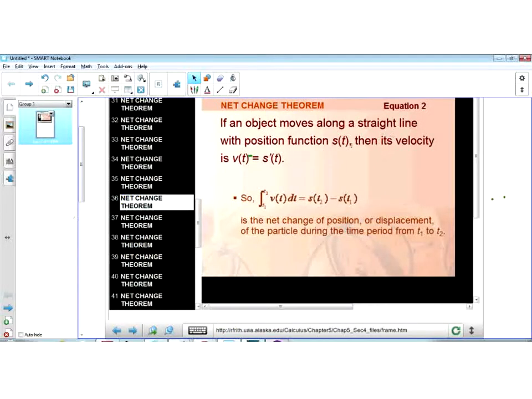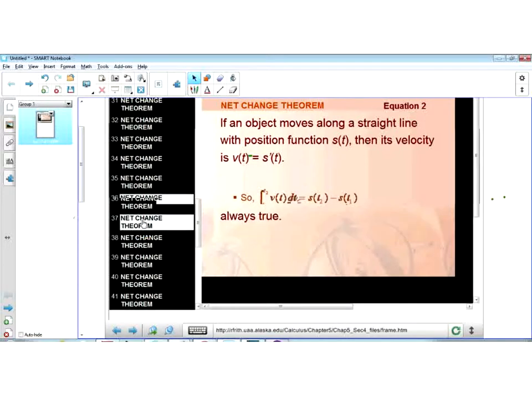Okay, so if an object moves along a straight line with position function s(t), then its velocity is the derivative of the position function, so integrate the velocity to get position over a time interval. That would be the net change of position, or the displacement, during the time period from t1 to t2.